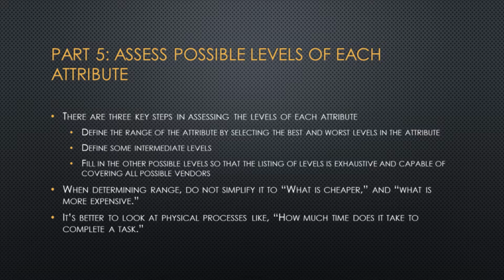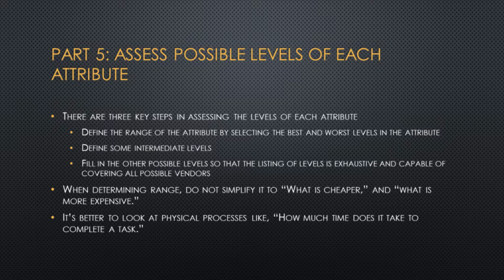When you're determining the range, you don't want to go for simple things like what is cheaper and what is more expensive. You need to look at some of the more physical processes. For example, when a client is using a piece of software, they might ask how much time it takes to complete a task. For the best, they could say, oh, it only took me an average of 2 minutes to recall some information. And on the worst, it says, well, I find that using this piece of software takes about 6 minutes. So at that point, we found our best and worst.